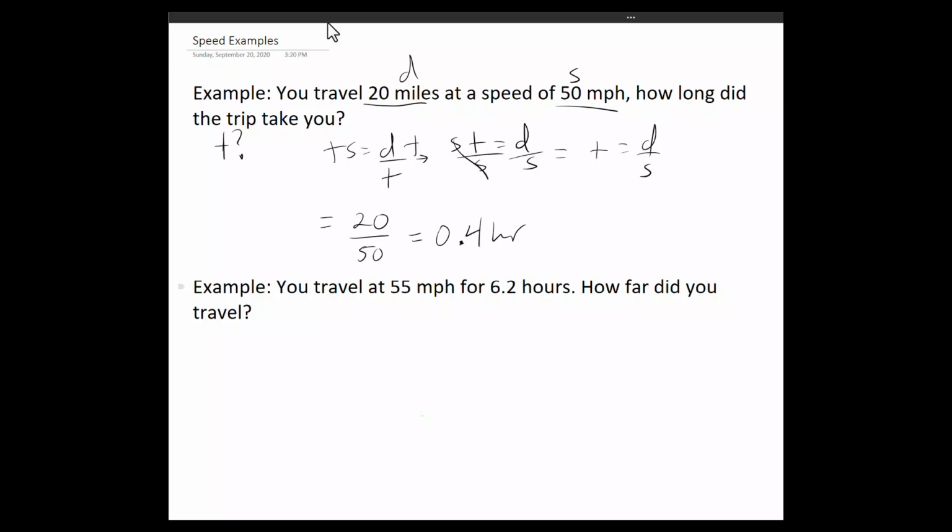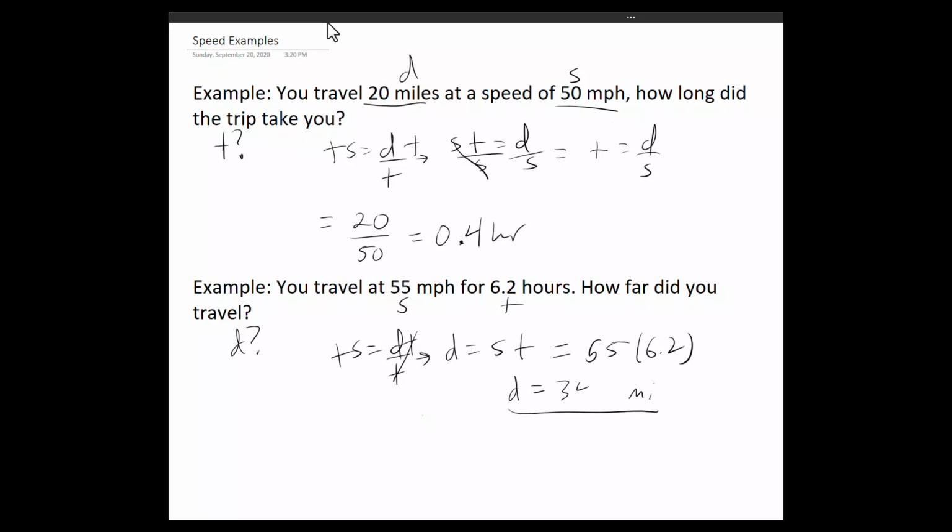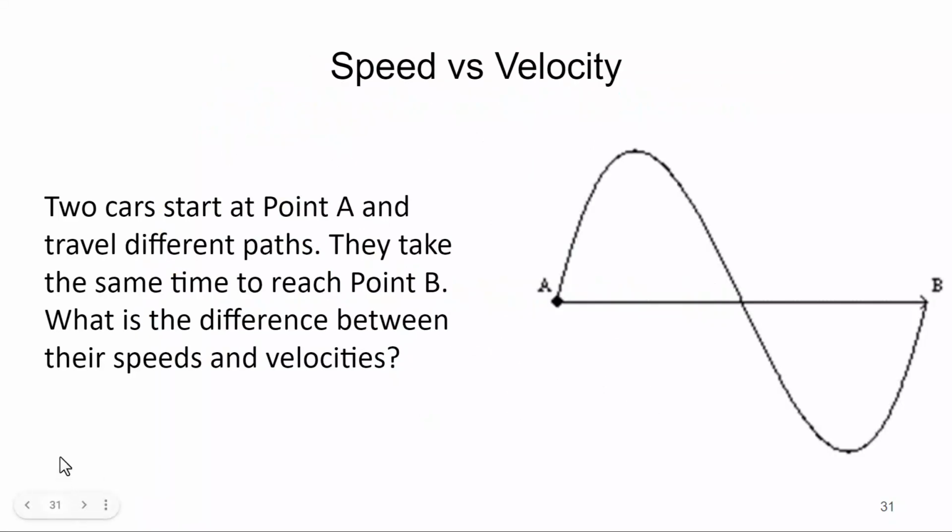In the second example, we're traveling 55 miles per hour, that's our speed, for 6.2 hours, which is our time, and trying to find the distance traveled. Taking our equation, we're going to multiply time on both sides in order to move it over. Distance will equal speed times time. And then we're going to plug in our 55 times 6.2, and we get 341 miles. So speed and velocity are cousins of each other, and the real difference between the two is whether we are factoring the displacement or the distance that the object travels.